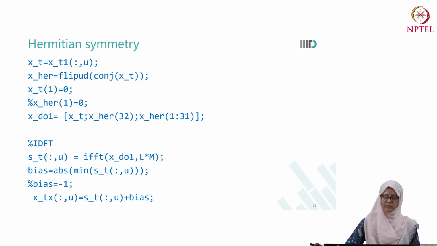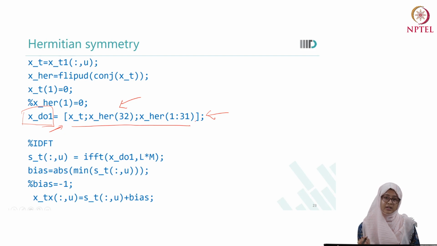So that was the modulation part. We have got our data which is reshaped and ready to have Hermitian symmetry in it. So we need to again reshape the data in such a way so that this x_do_1 data array becomes Hermitian symmetric. Why are we interested in Hermitian symmetry? Because we want the output of IFFT to be real, not complex.